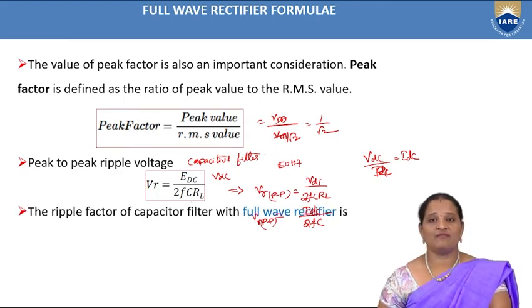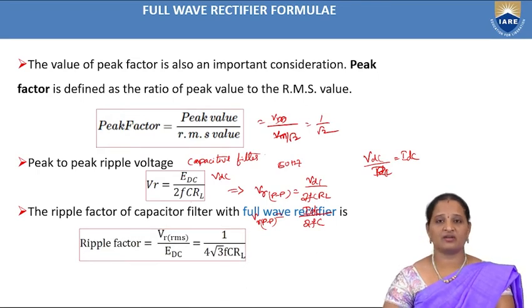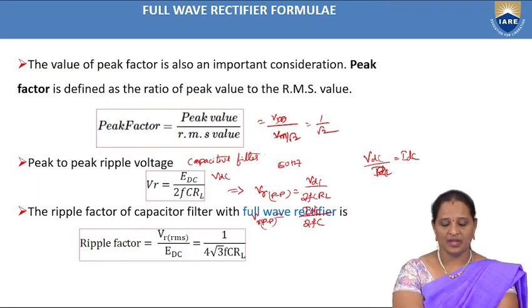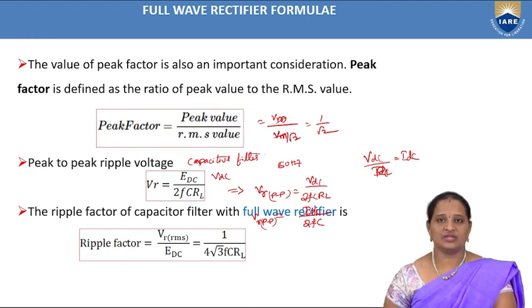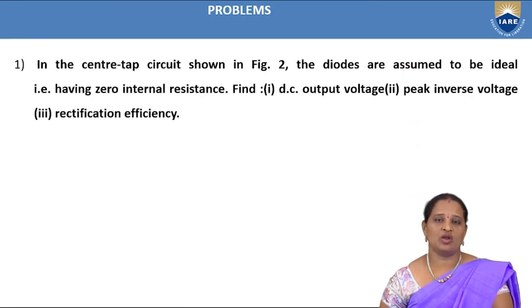And similarly, we can find out the ripple factor. As we are using the capacitive filter, definitely there will be variation in the ripple factor, because we are using the filter to reduce the AC components. If you reduce the AC components, the ripple factor will automatically change. The formula for ripple factor of a full wave rectifier with capacitive filter is given by VR RMS divided by VDC or else EDC, and the formula for that is 1 by 4 root 3 FC into RL. So just remember all these formulas so that we can use them in solving the problems on rectifiers.